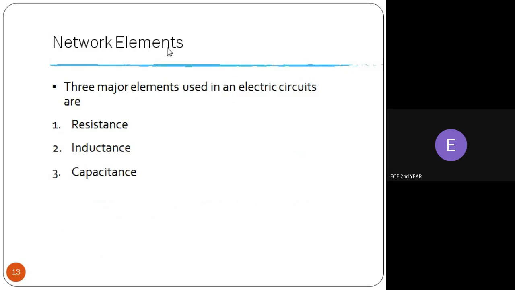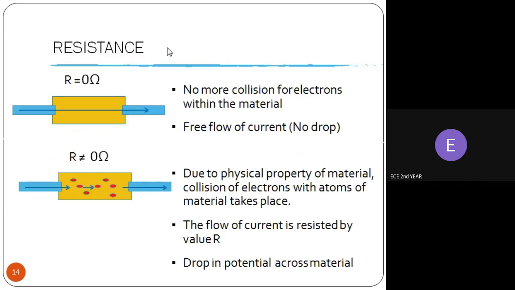There are three major elements used in an electric circuit: resistance, inductance and capacitance. Let us see all three elements in a detailed manner. First we'll go with the resistance.